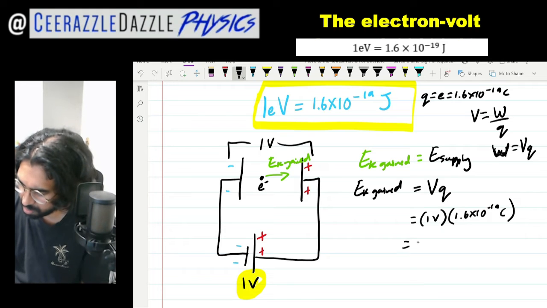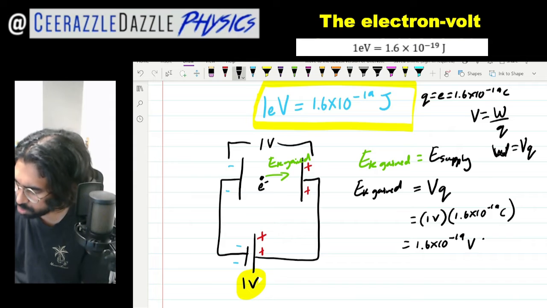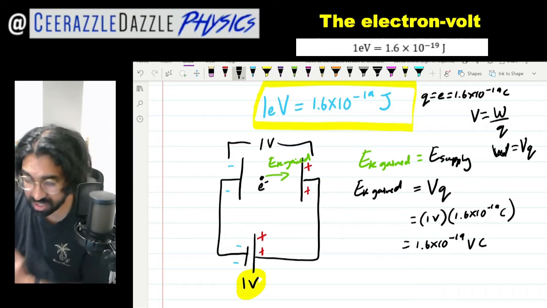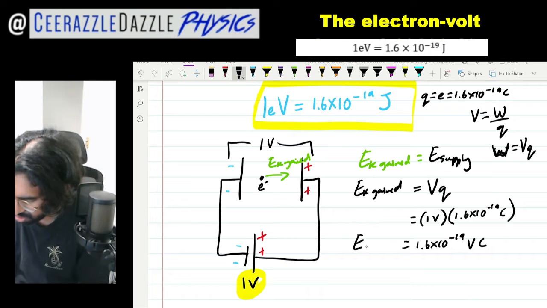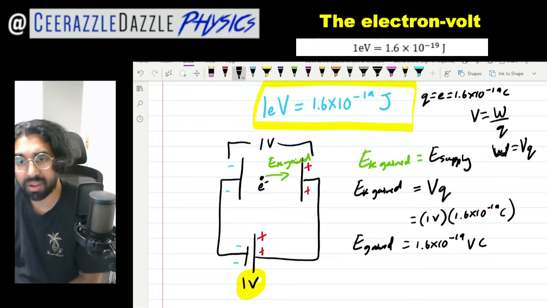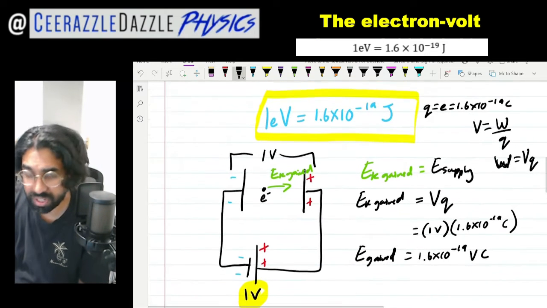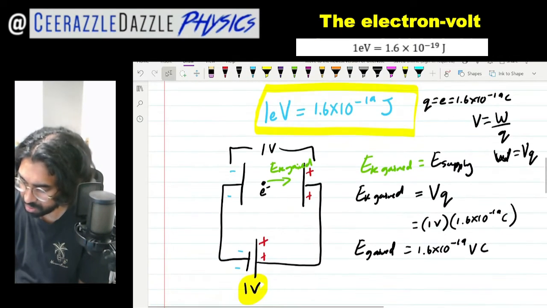So therefore this becomes 1.6 times 10 to the minus 19 volt coulomb. Okay, so the energy gained, obviously it will be kinetic, so it will be the energy gained, the same as the kinetic energy gained over here. So now, how are we going to get the joule in here? We're nearly there right now.